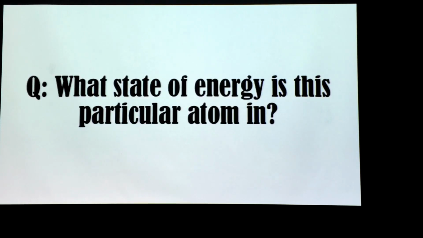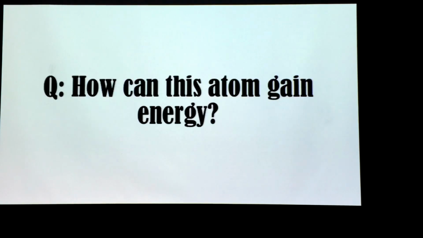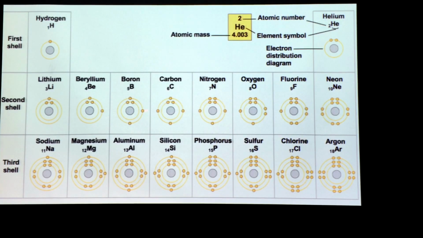So what state of energy is this particular atom in? It's in the lowest state of energy, and that's how you see all of these examples. These are shown in the lowest state of energy, so that way we can count up the electrons easily. Every single first orbital shell has 2. And so on. 2, 8, 8, 8, and so on.